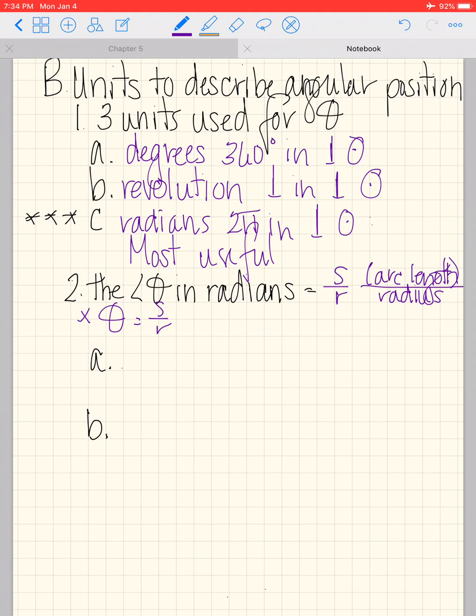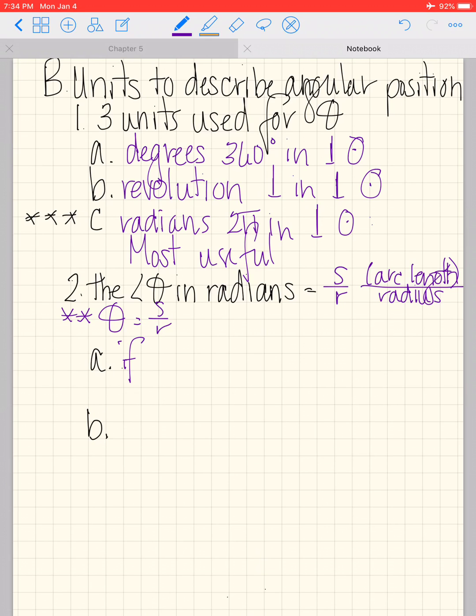This formula is kind of a big deal. It's the linchpin to everything that we do in this chapter. So I can find my angle in radians if I just find the ratio between the arc length and the radius. Well, let's do an example of this.